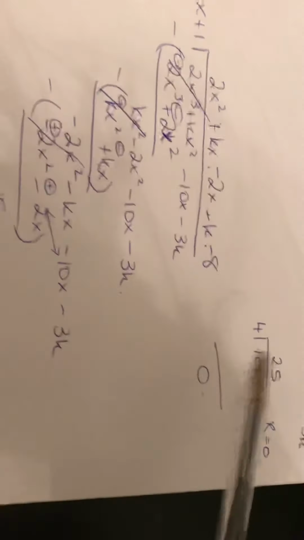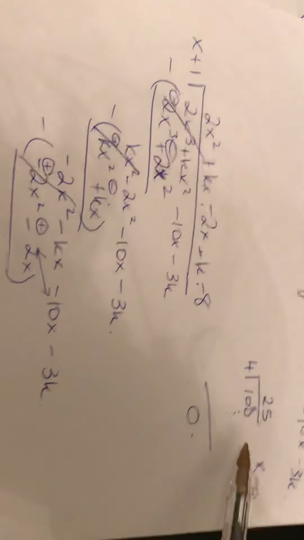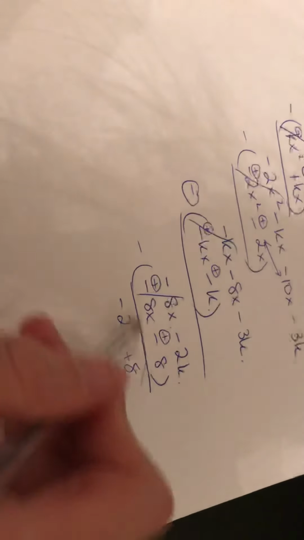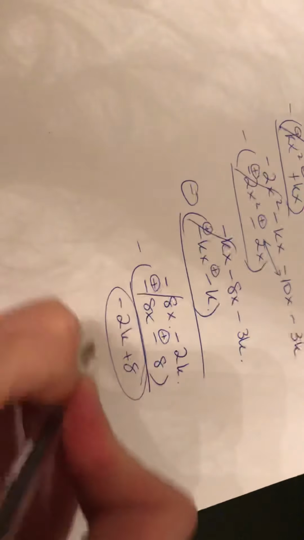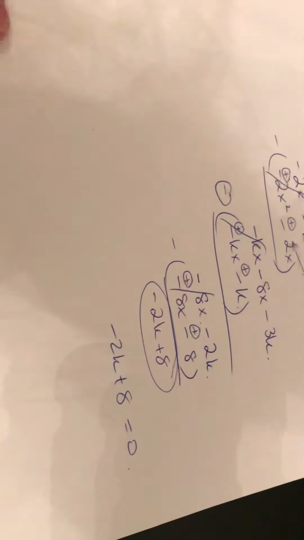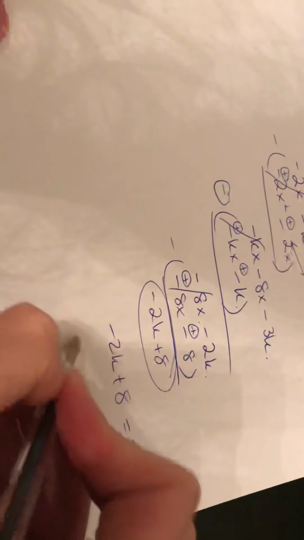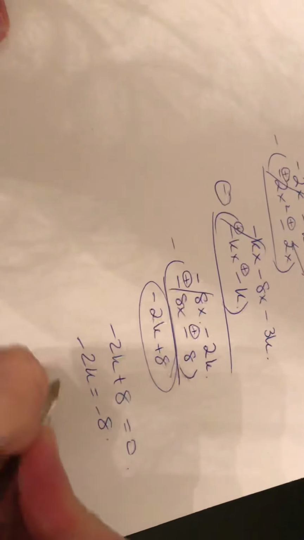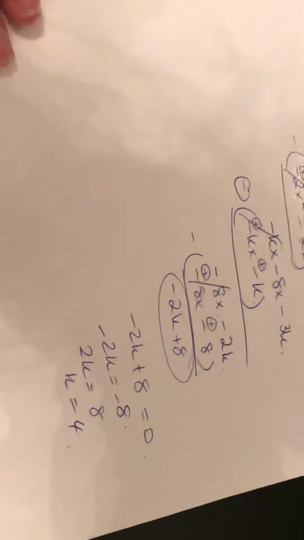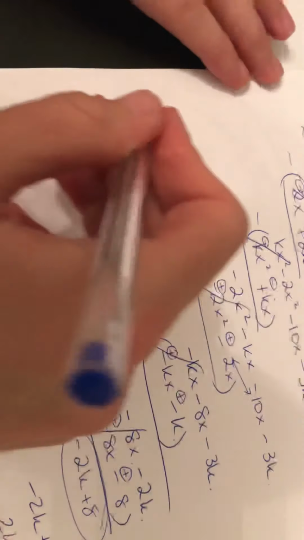So now, going back to this, if I divided a factor into this, the remainder must be 0. So this little bit here is actually a 0. That's 0. Which means minus 2k is equal to minus 8, 2k is equal to 8, k is equal to 4. So I'm able to find out what k is equal to using long division.